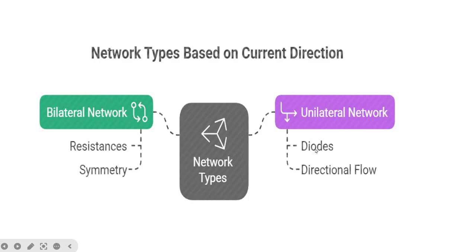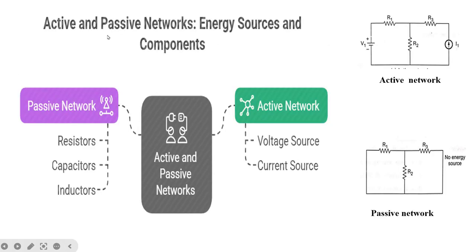Okay, so the direction of the current will be in a single direction, that is called a unilateral network. The next combination is the active and the passive networks. Here you will be having the energy sources and the components.